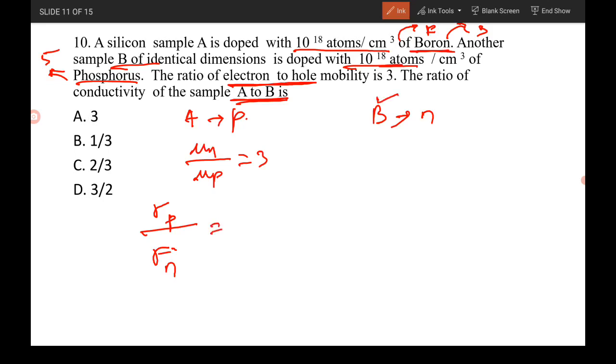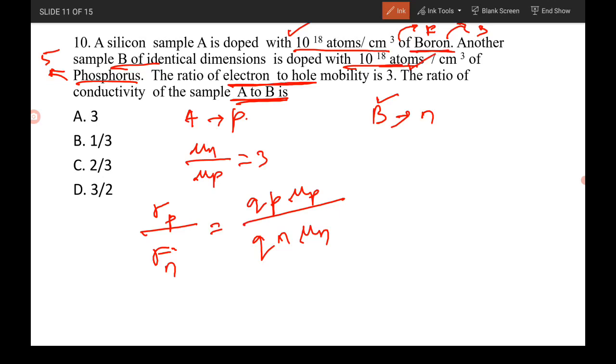So here we can put the formula. So sigma P is Q times P times mu P divided by Q times N times mu N. So here the value of your P, that is 10 to the power 18, as well as the value of N is 10 to the power 18.